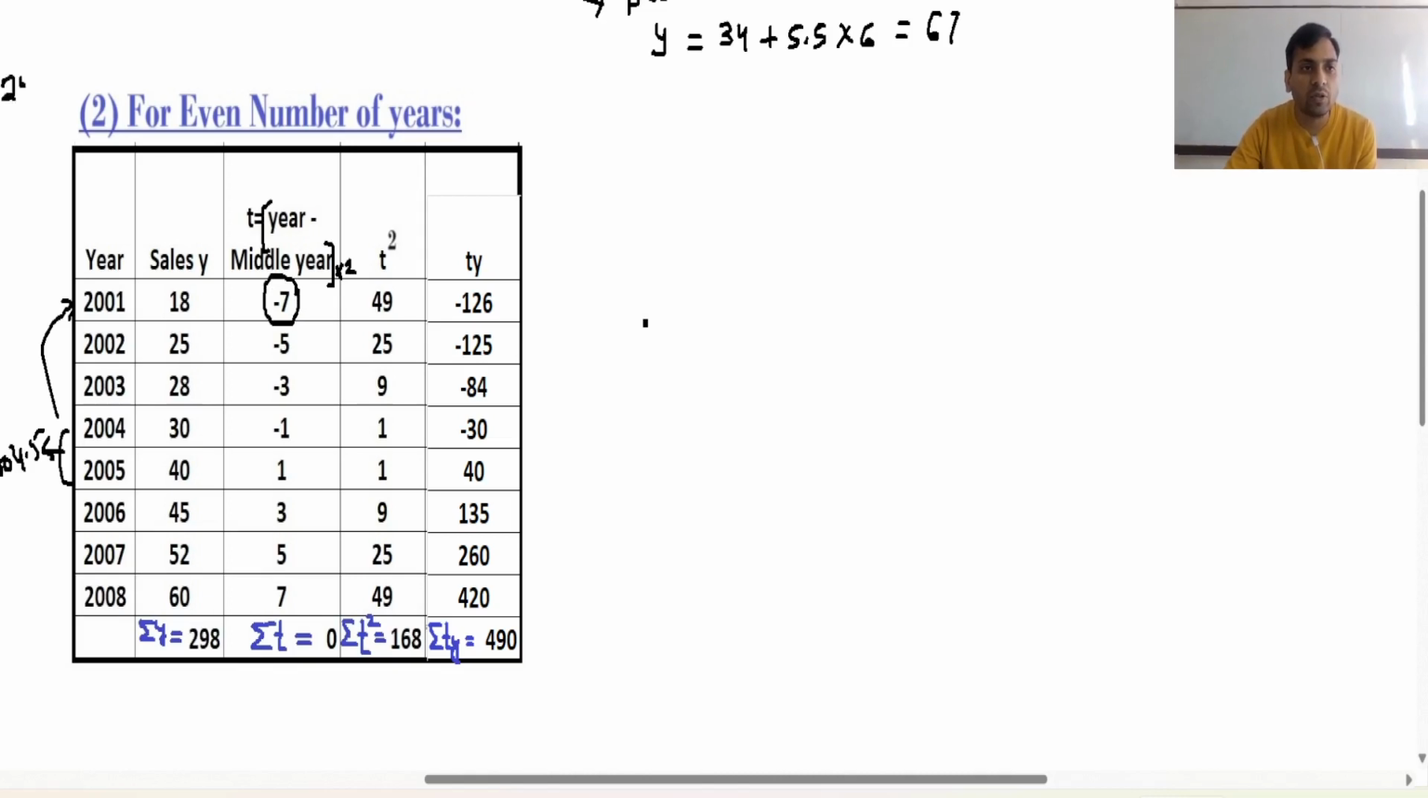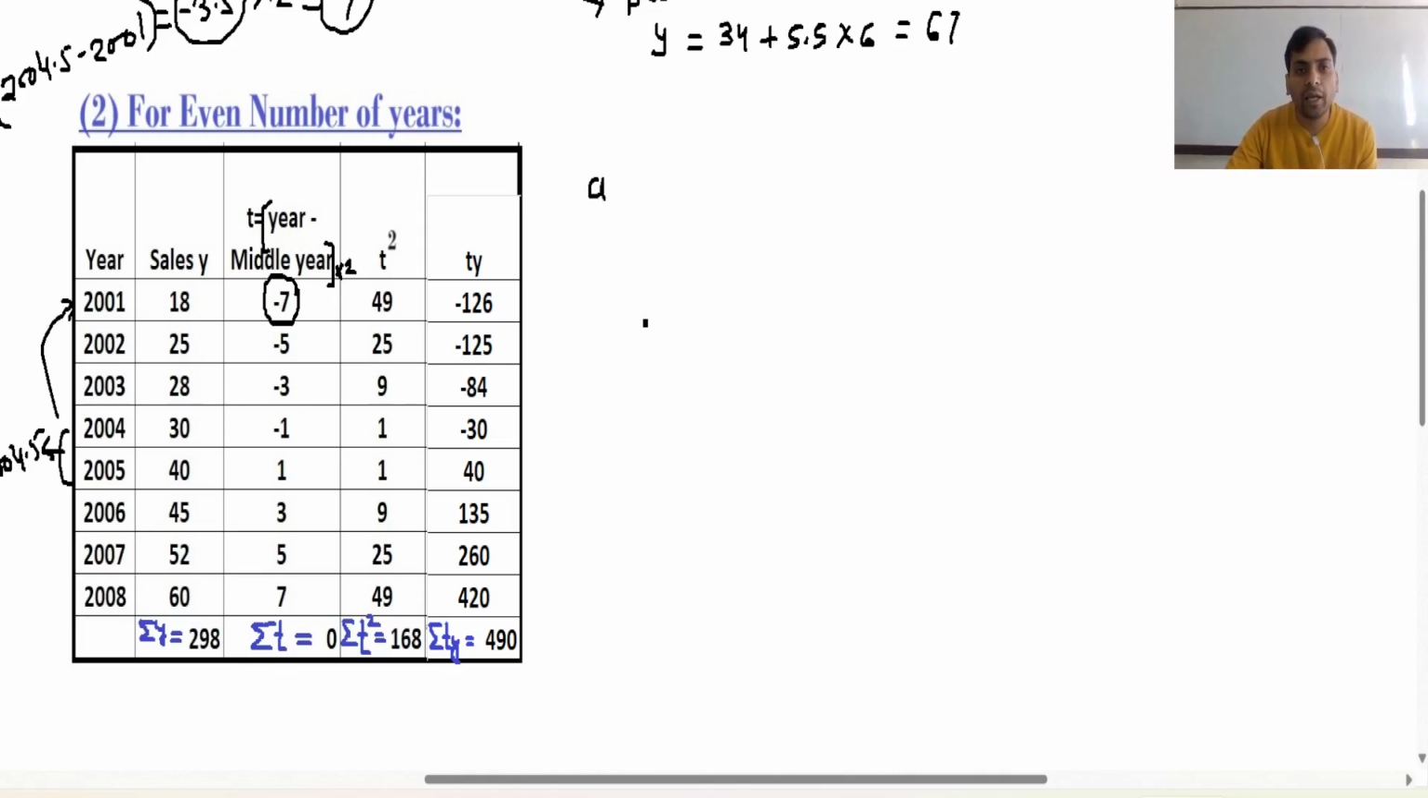As this term, 2001 minus 2004.5, is minus 3.5, this term is decimal, and when you find the square of this decimal term, this will be too time consuming. That's why we are multiplying this whole term by 2 to get an integer term. So now this is the integer term minus 7, and now you can easily find their squares and their multiplications. So that's why we are using this concept.